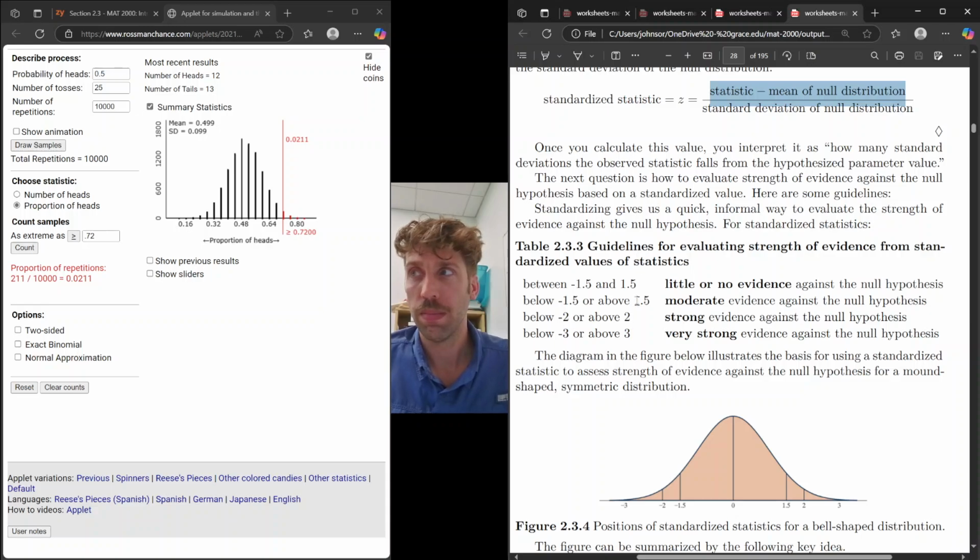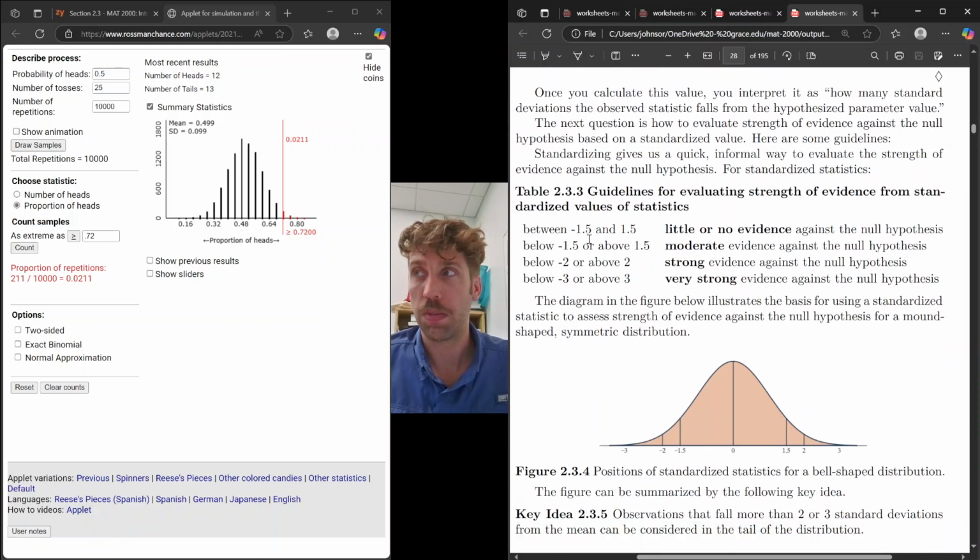And so we have a new table for our Z values, our standardized statistics, and this matches pretty closely to the p-values. Between negative 0.5 and 1.5 is little to no evidence. It follows this bell curve, this normal curve right here, so there's little to no evidence because that's what normally happens. Stuff happens in there. Between 1.5 and 2 or between negative 2 and negative 1.5, that's moderate evidence.